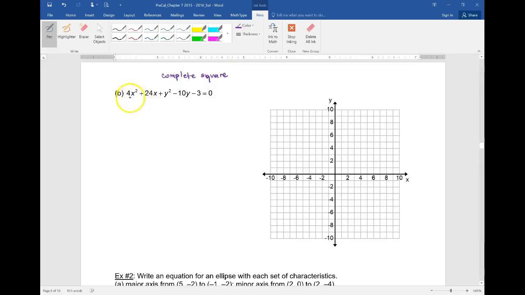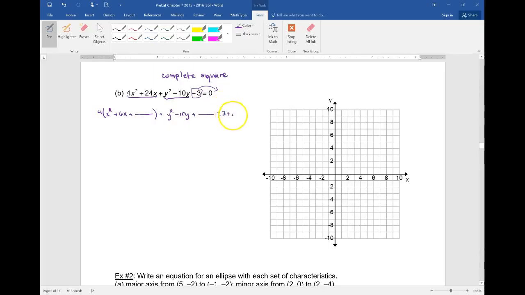Here are the x's that we're going to combine. Here are the y's that we're going to combine. This number is going to move to the other side. Now, here, you factor out a 4 because you can never have a number in front of the x squared. So 4 times x squared plus 6x, and to complete the square, we add a number. Same thing: plus y squared minus 10y plus a number equals, when the negative 3 moves over, it becomes positive 3.